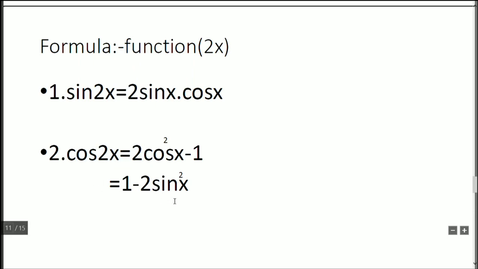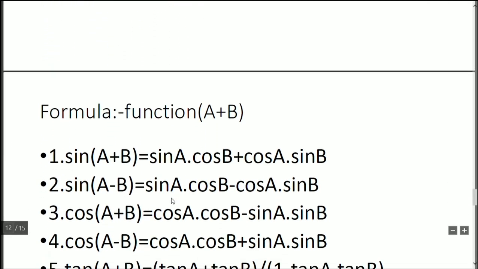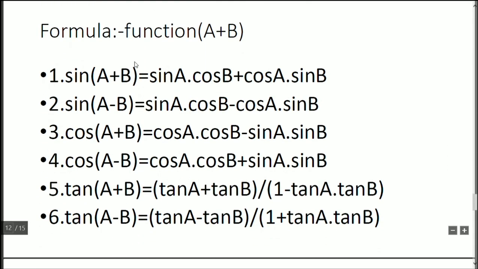Let's take another, that is the main formula, the function of a plus b or a minus b, that is sin(a plus b) equal to sin a cos b plus cos a sin b. Second, sin(a minus b) equal to sin a cos b minus cos a sin b. Then third, cos(a plus b) equal to cos a cos b minus sin a sin b. Then fourth, cos(a minus b) equal to cos a cos b plus sin a sin b.